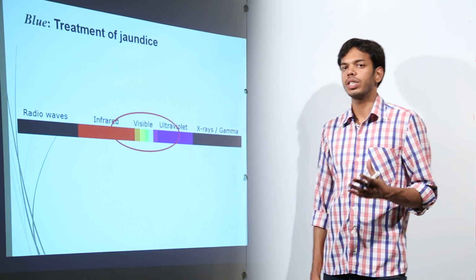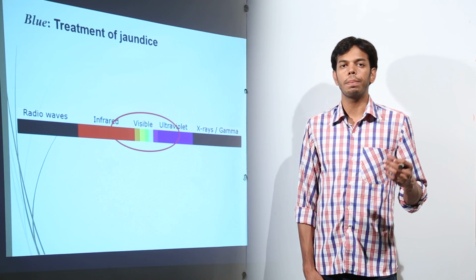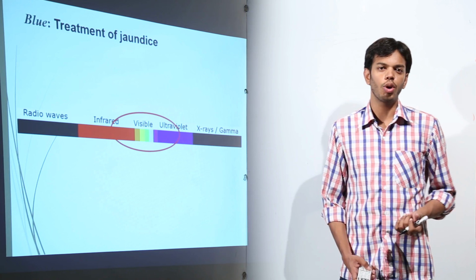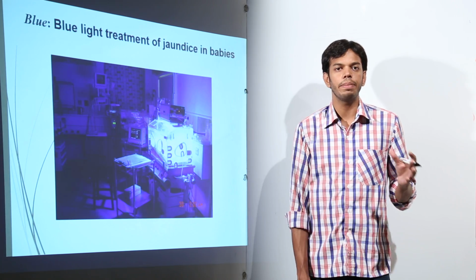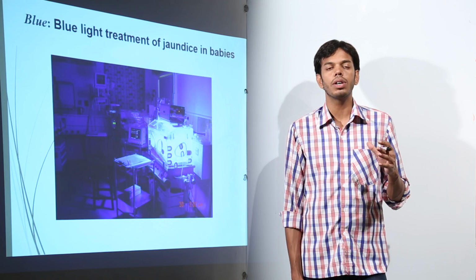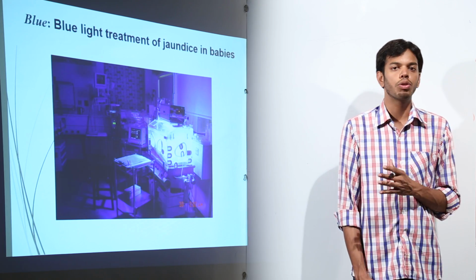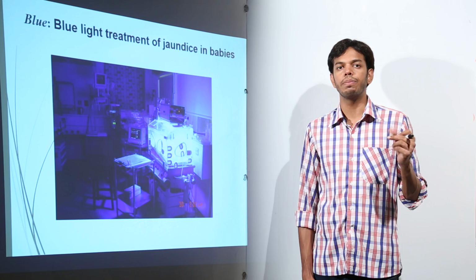Then visible light is used in the treatment of jaundice. For example, premature babies or newborn babies are sometimes a bit pale in color. Why pale in color? Because of the presence of excess bilirubin. Bilirubin is the yellow pigment present in bruises.